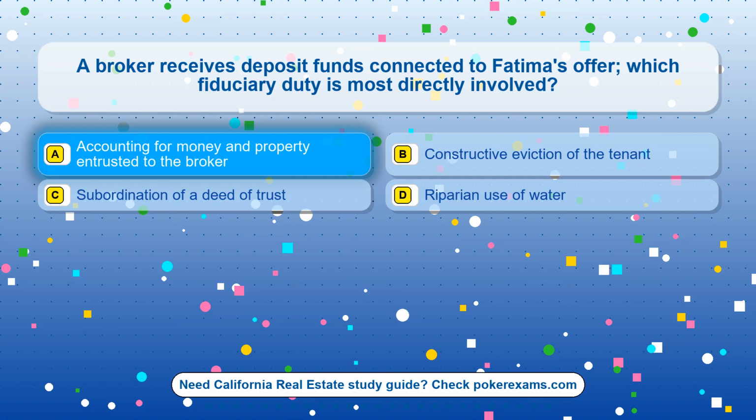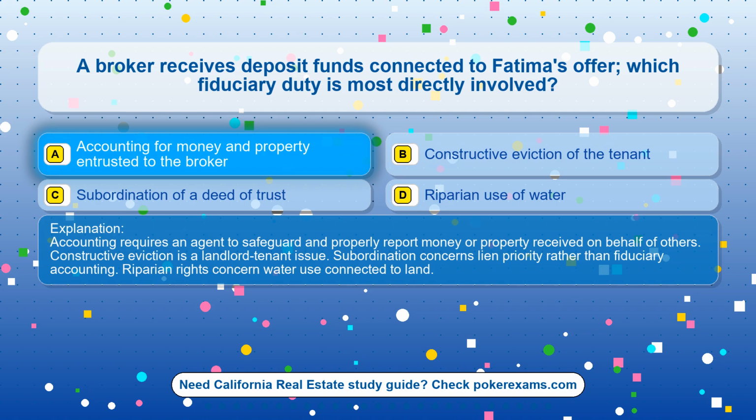The correct answer is option A. Accounting for money and property entrusted to the broker. Accounting requires an agent to safeguard and properly report money or property received on behalf of others. Constructive eviction is a landlord versus tenant issue. Subordination concerns lien priority rather than fiduciary accounting. Riparian rights concern water use connected to land.